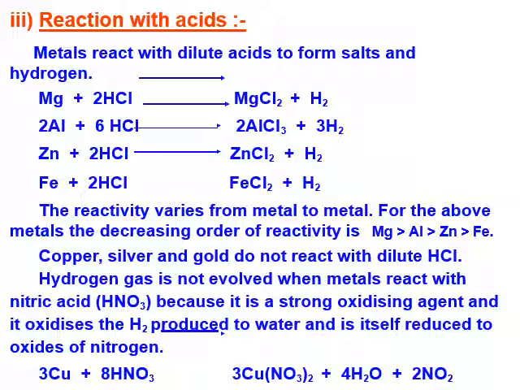Copper, silver, gold do not react with dilute hydrochloric acid. Hydrogen gas is not evolved when metal reacts with nitric acid because it is a strong oxidizing agent and it oxidizes the hydrogen produced to water, and it itself is reduced to oxides of nitrogen. For example, when copper reacts with nitric acid, it forms copper nitrate plus water, not hydrogen gas, and plus nitric oxide.